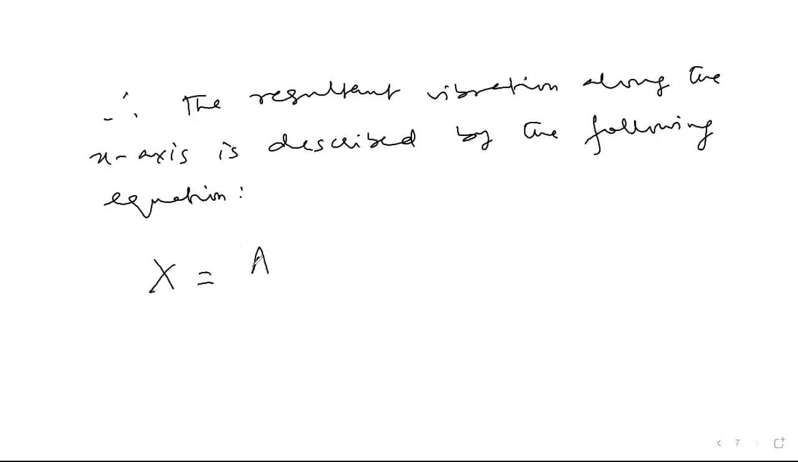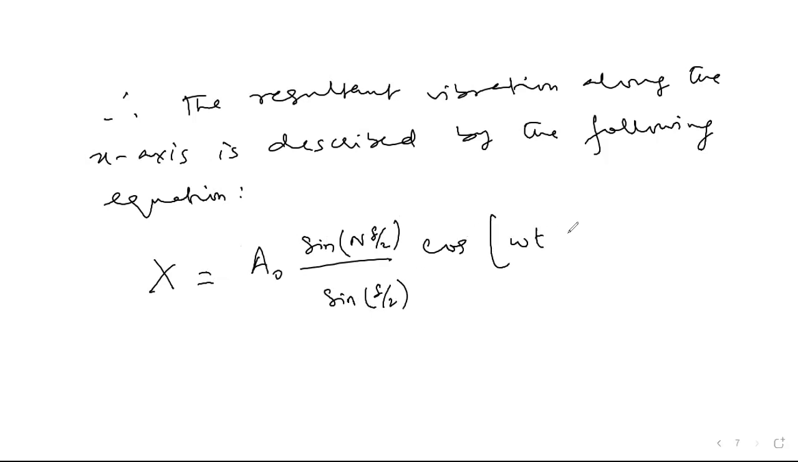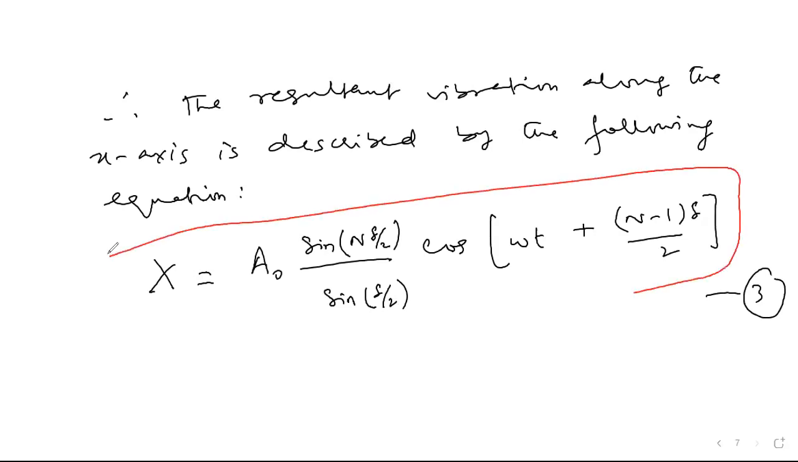X is equal to A naught sine of n delta by 2 over sine of delta by 2, times cos of omega t plus (n minus 1) delta by 2. It's my third. See how we have obtained it. Let me encircle it. X is A naught sine of n delta by 2 by sine delta by 2 times cos of omega t plus (n minus 1) delta by 2.